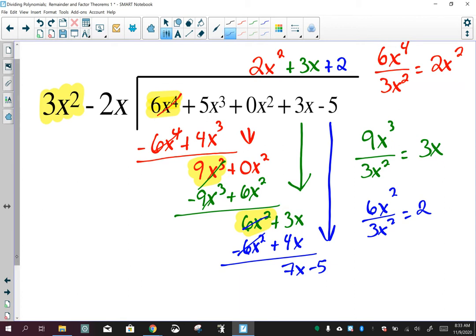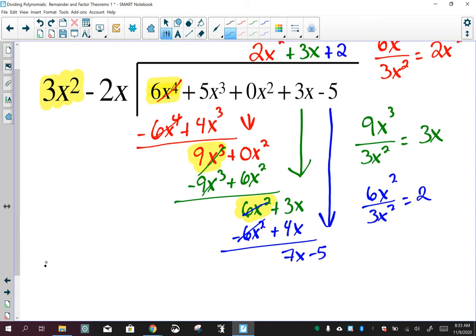So I write my final answer, which is 2x squared plus 3x plus 2 plus 7x minus 5 all over 3x squared minus 2x. Okay?